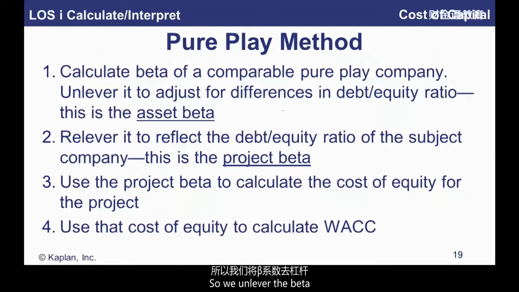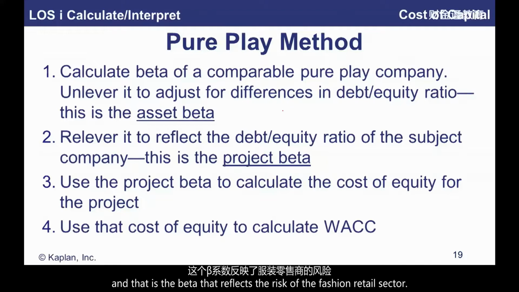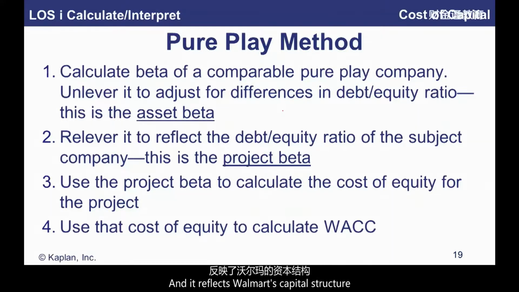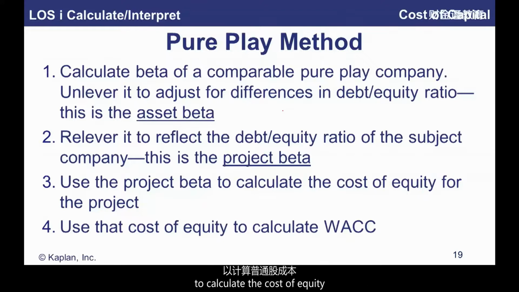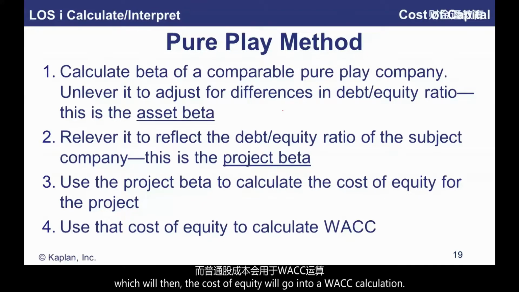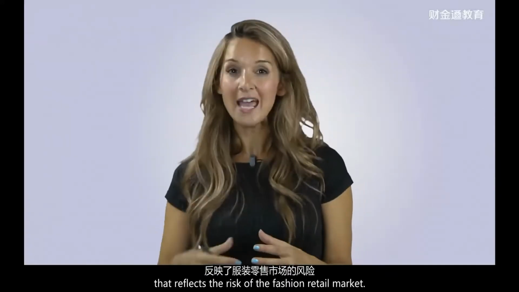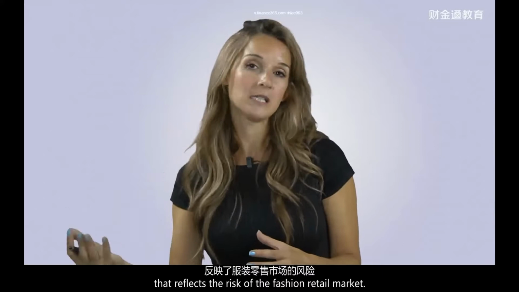So we unlever the beta to get the unlevered beta or the asset beta. And then what we need to put back in is Walmart's capital structure. And that will then give us a project beta. And that is a beta that reflects the risk of the fashion retail sector, and it reflects Walmart's capital structure. And that's the beta that should be used in a CAPM calculation to calculate the cost of equity, which will then go into a WACC calculation. And that will give us the discount rate that reflects the risk of the fashion retail market.